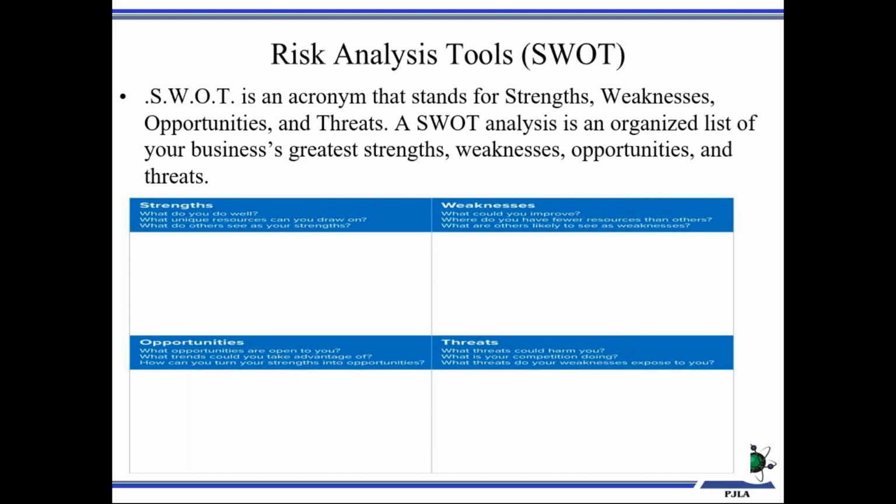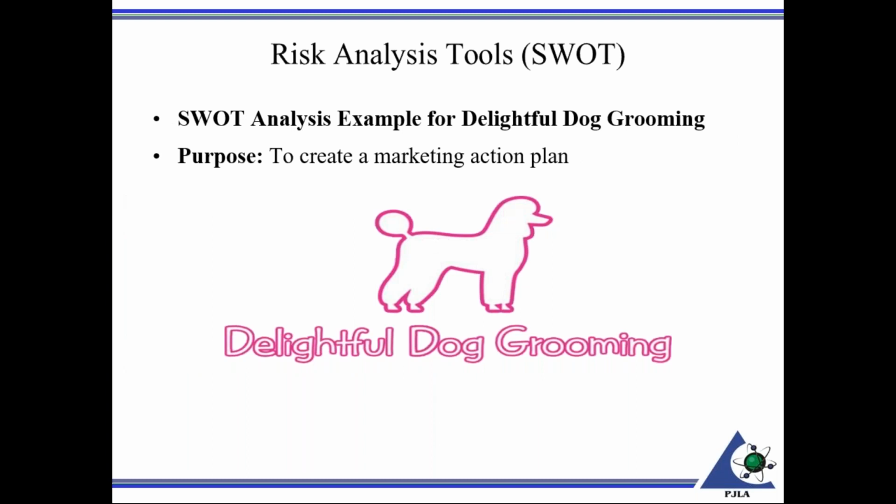SWOT analysis is an organized list of your business's greatest strengths, weaknesses, opportunities, and threats. We're going to look at an example of this. It's non-laboratory, however, but it sort of drives a point across as far as utilizing a SWOT analysis. The example I want to give is this organization here, Delightful Dog Grooming. They want to do a SWOT analysis for the purpose of creating a marketing action plan.